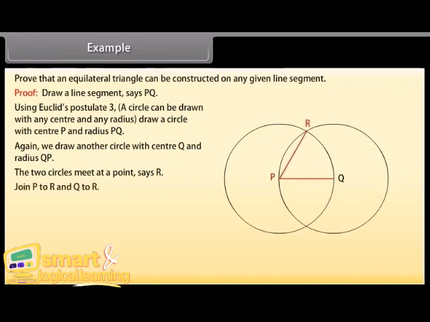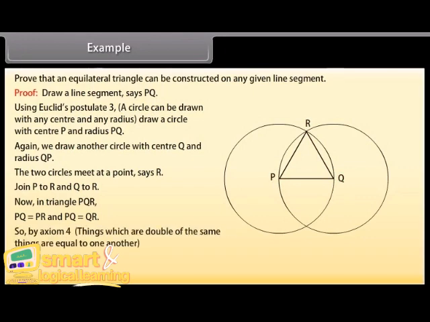Join P to R and Q to R. Now in triangle PQR, PQ is equal to PR and PQ is equal to QR. So, by axiom 6, things which are double of the same things are equal to one another. We get PQ, QR, and PR all equal. Hence, triangle PQR is an equilateral triangle.